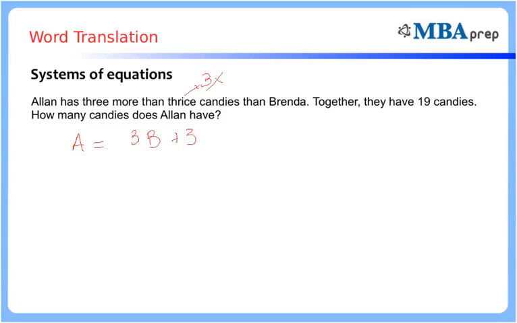Together, they have 19 candies. So A plus B equals 19. How many candies does Ellen have? You can just substitute.